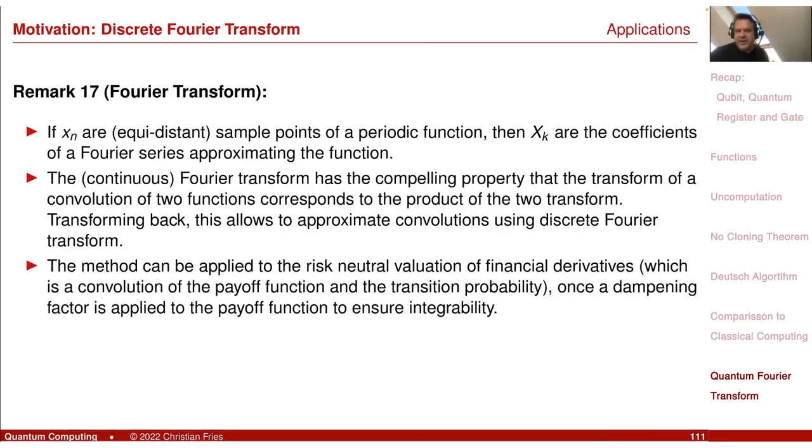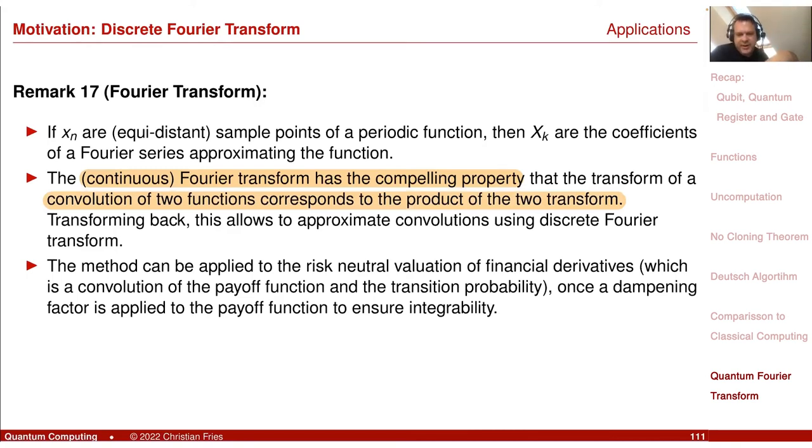Okay, so you know the Fourier transform is very useful. The continuous Fourier transform has the compelling property that the transform of a convolution, the integral of f of x g of y minus x dx, the convolution of two functions, corresponds to the product of the two transforms. So instead of calculating an integral convolution, you can transform the two integrands, multiply them, and transform them back.